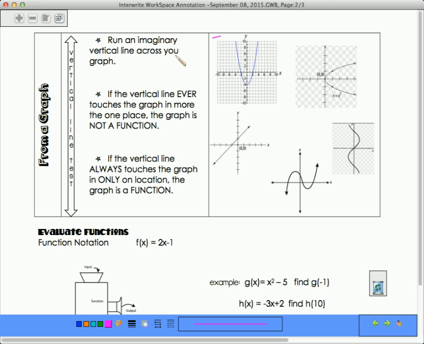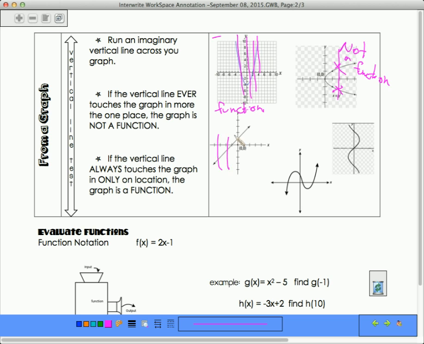So looking here, we're going to think about our vertical lines. Remember, vertical are up and down. If I drew vertical lines here, it would only cross this graph at one point at a time. We'll cross here, or here, or here, or here. So this is a function. Here, however, if I drew a line through here, it's crossing twice. That's not okay. This is not a function, because it would cross in both of these locations.